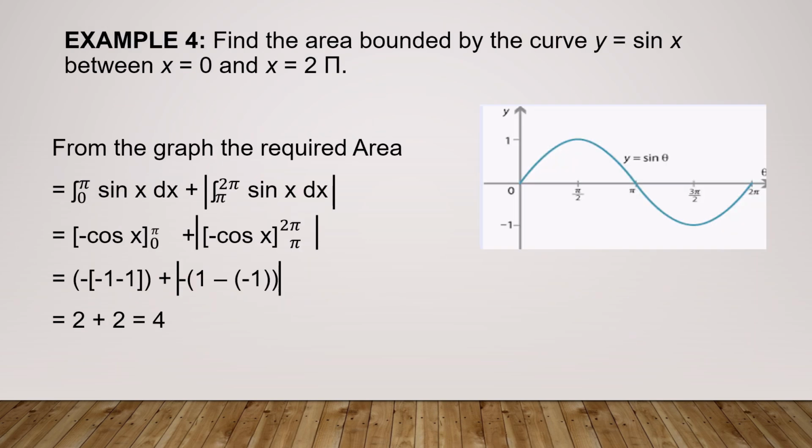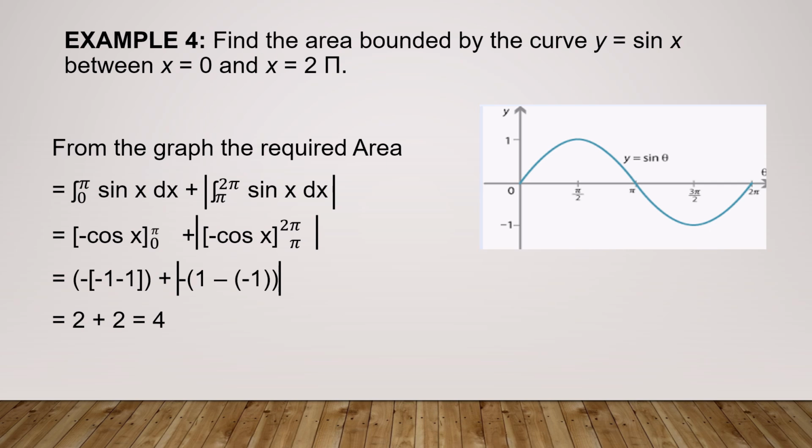Find the area bounded by the curve y is equal to sin x between x is equal to 0 and x is equal to 2 pi. Now you can see the graph of sin theta. You know that sin 0 is 0, sin 2 pi is 0, in between sin pi by 2 is 1, sin of 3 pi by 2 is minus 1. So this is how the sine function behaves between 0 and 2 pi.